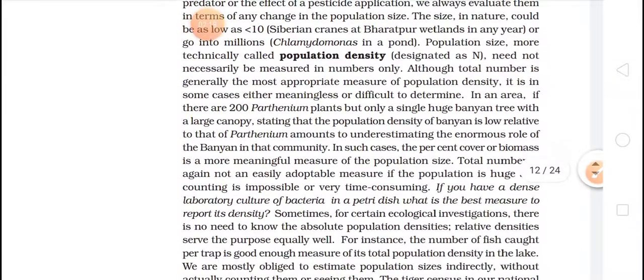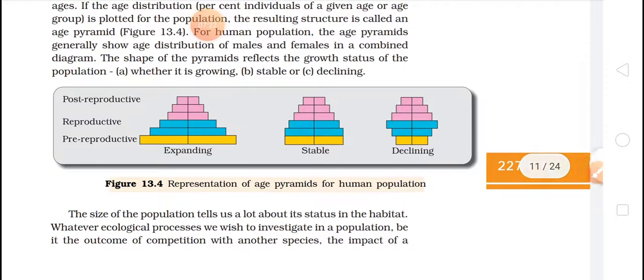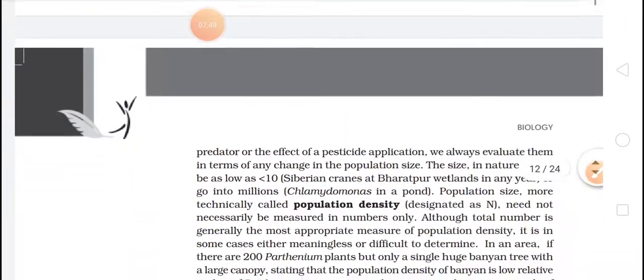So if we talk about the graph, it is said that the expanding pyramid is the best pyramid in ecology. If the human population has an expanding pyramid, then we can say that the ecology is healthy, where the death rate and the birth rate have a good ratio. Okay, now let's move further.